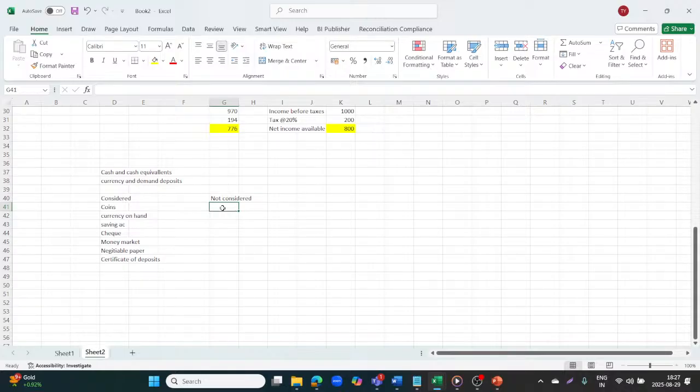Not considered means a certificate of deposit with original maturity over 90 days. This is within 90 days, okay? And time certificate of deposit. These are not considered, so these are not a part of your cash and cash equivalents. Time certificates of deposit, and the next you have certificates of deposit with maturity over 90 days.